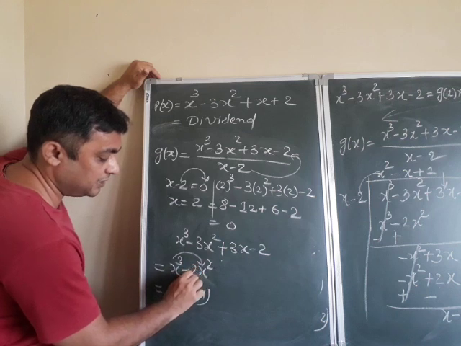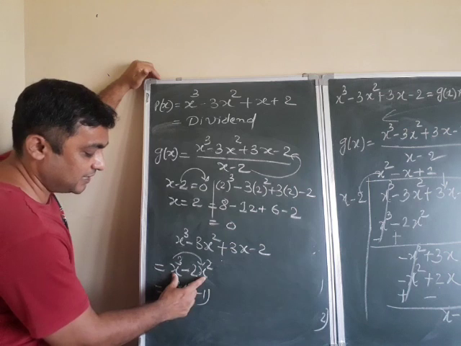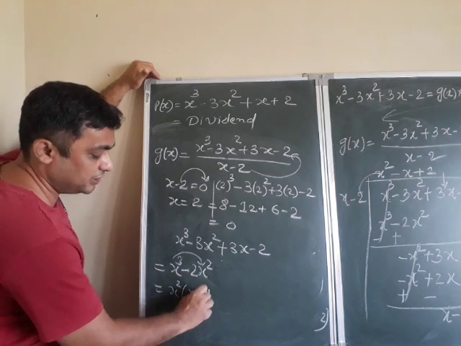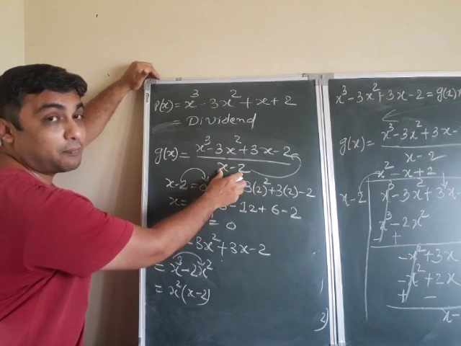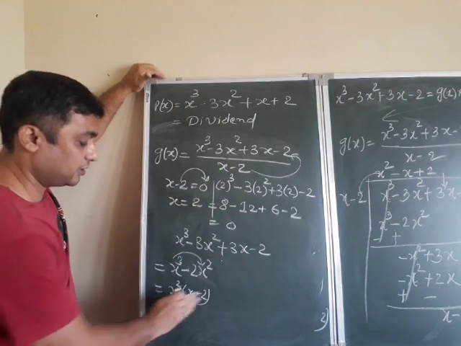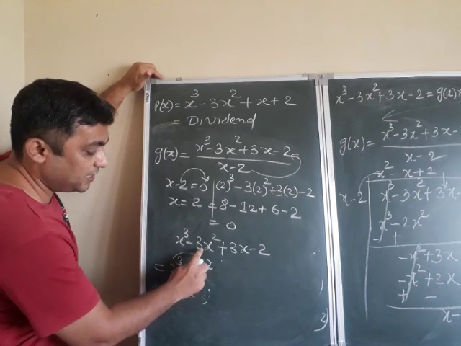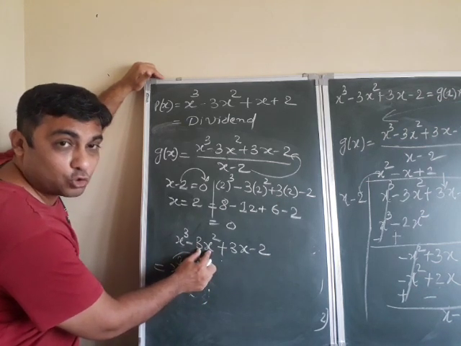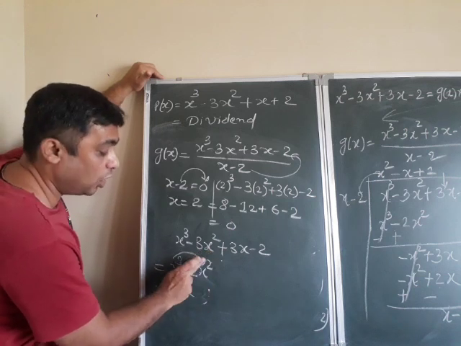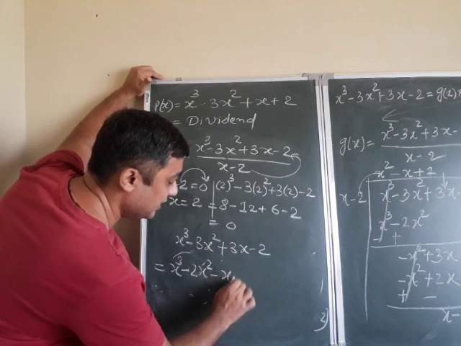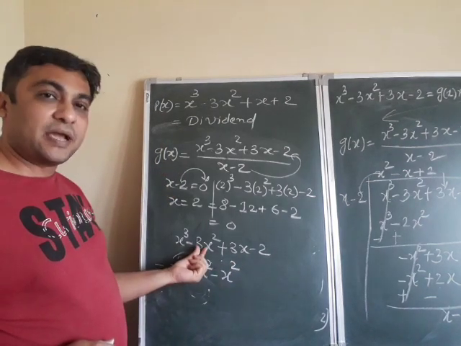So if I write minus 2x square, x cube minus 2x square, x square is common, so the remaining portion is x minus 2, because we want x minus 2 to be common, because it is a factor. So x cube minus 2x square. Now actually, how many x square do you have? You had total minus 3x square. Out of this, minus 2x square is used. So how many x squares are left? Minus x square left. It means minus 2x square minus x square is minus 3x square.